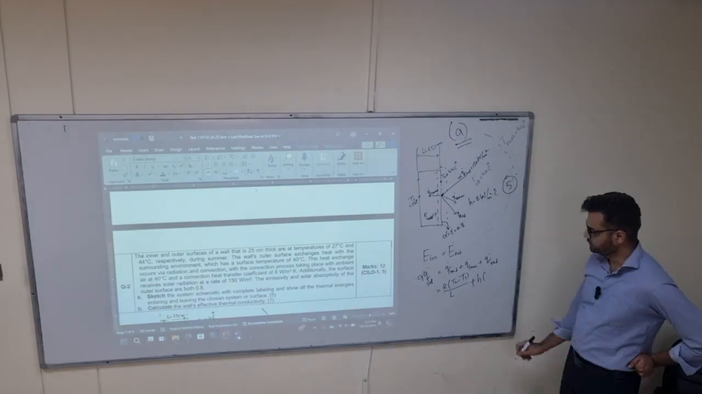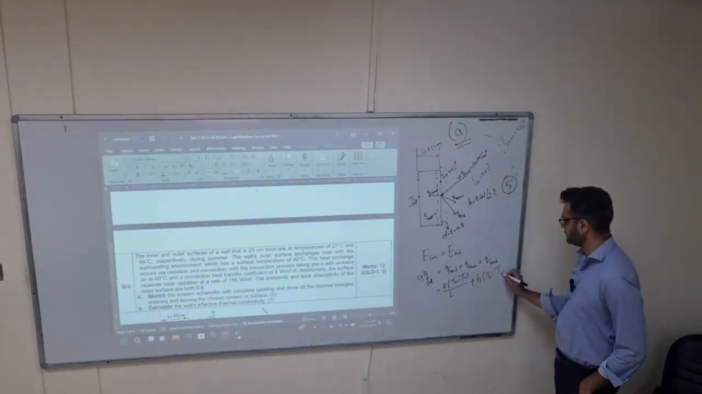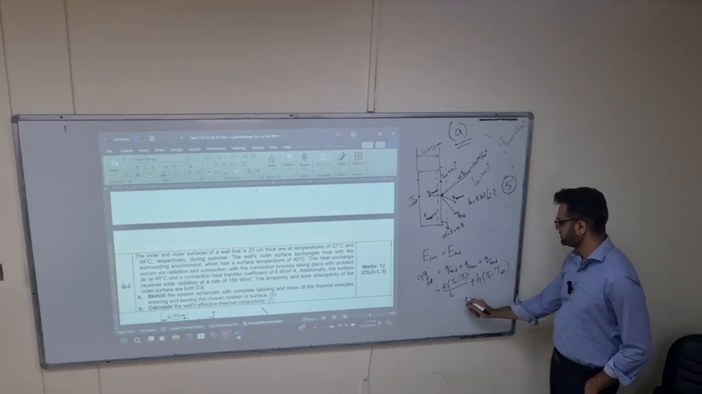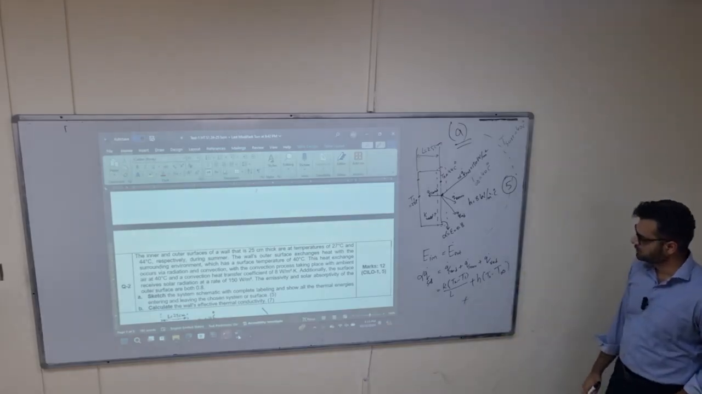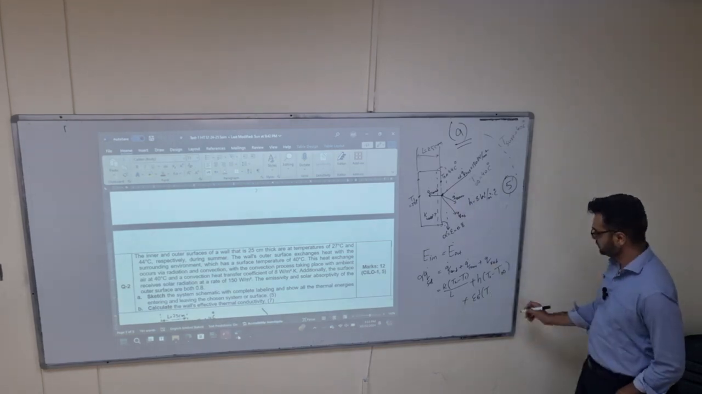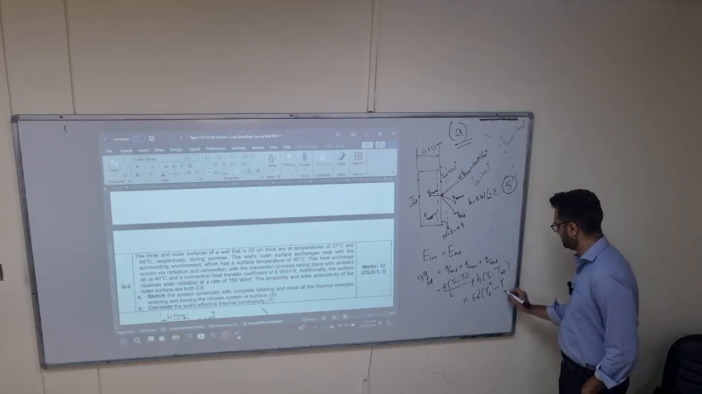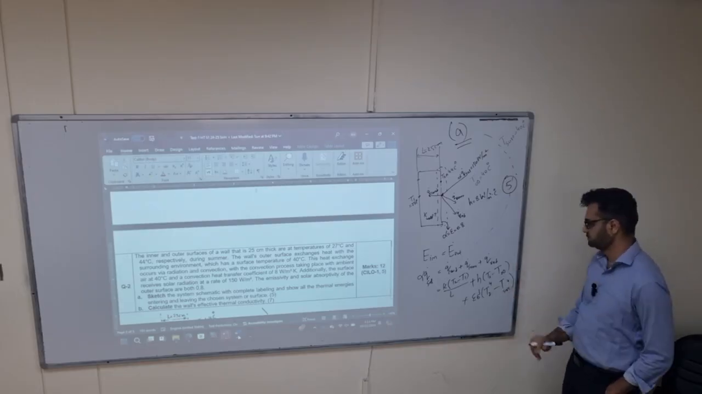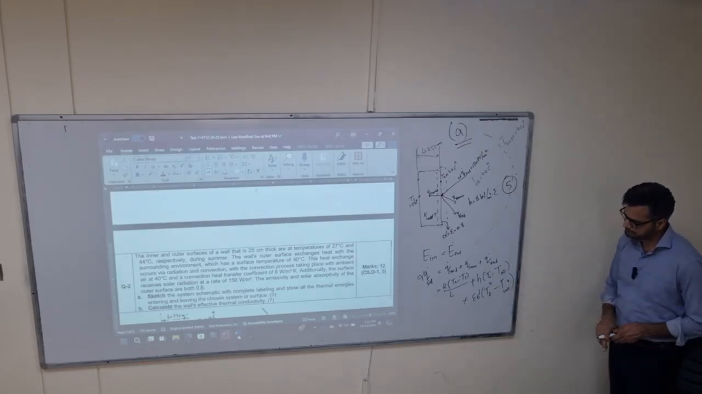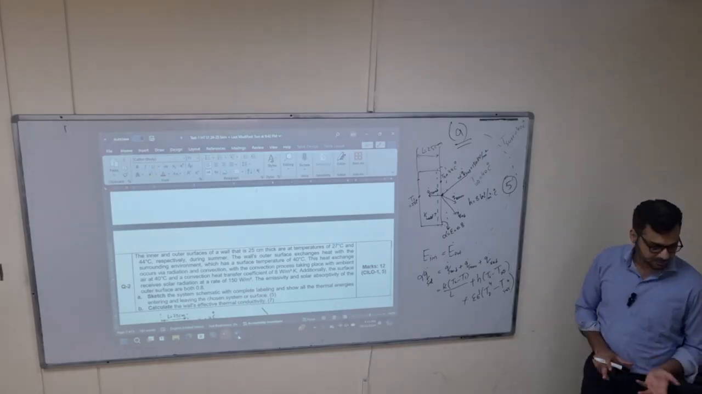T2 minus T infinity, right? Higher minus smaller, plus Q dot radiative, epsilon sigma, T2 to the power 4 minus T surrounding to the power 4. So from here we can find out k, every other term is known.